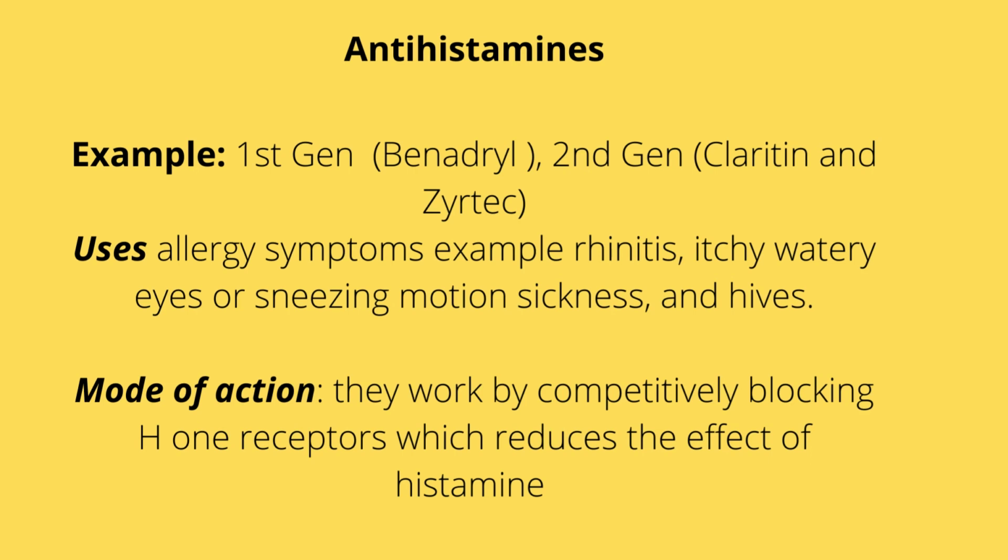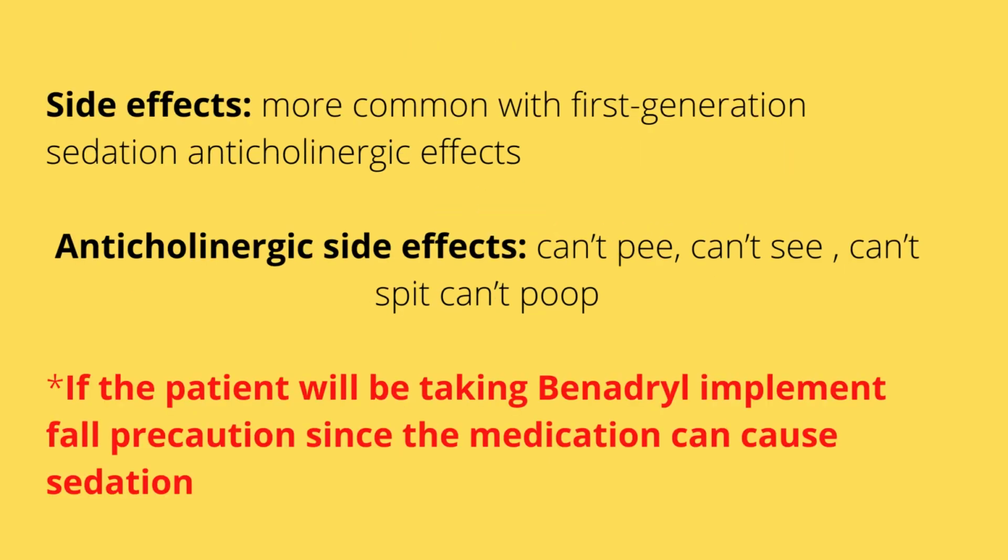What are their uses? They are used for allergic symptoms, for example, rhinitis, which is running nose, itchy eyes or sneezing, as well as motion sickness and hives. When you're having like a hive or an allergic reaction, they're like, take Benadryl. A sensitivity to something. Its mode of action, it works by competitively blocking our H1 receptors, which reduces the effects of histamine. Side effects are more common with first gen, which is our Benadryl, and the side effects that we get with Benadryl is sedation and anticholinergic side effects.